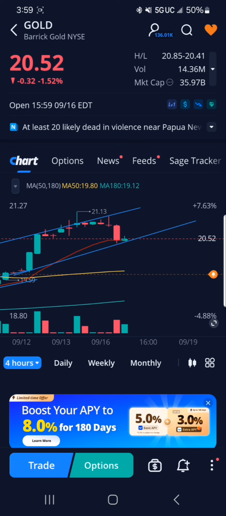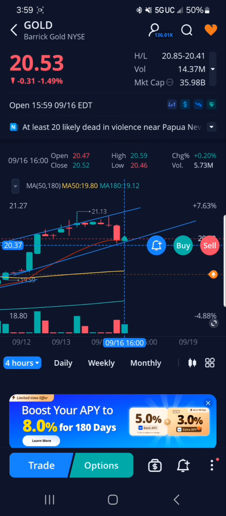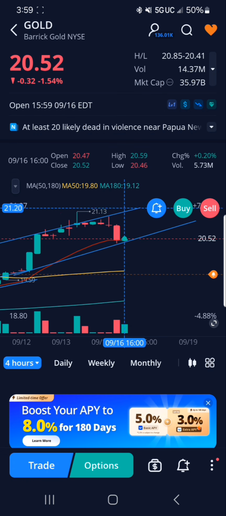So I'm going to come over here and set my take profit and stop loss. Obviously, if it goes below this candle, I'm going to call, so I make money as the price goes up.